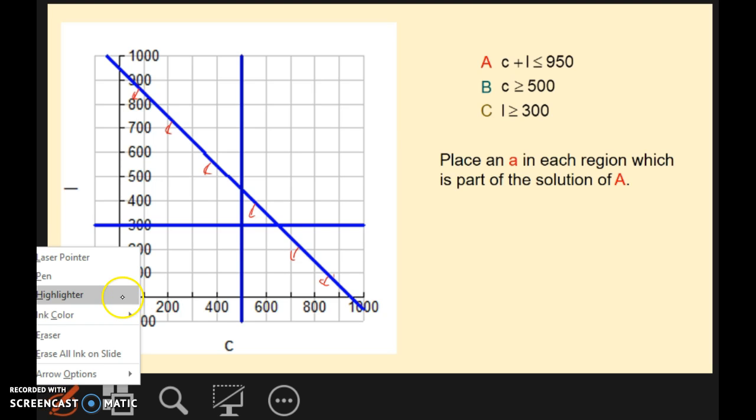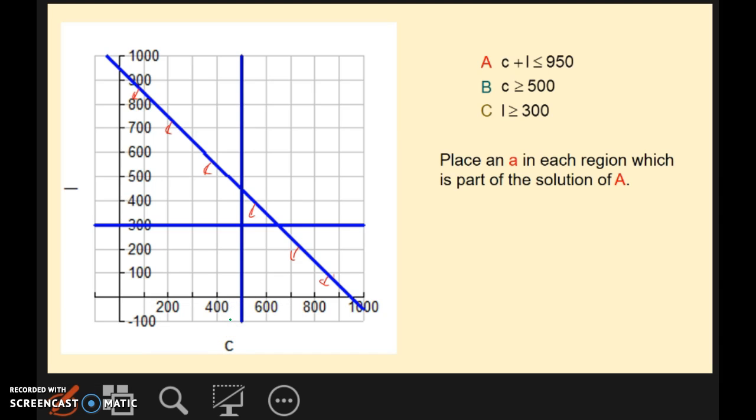Our next step then is to do the same for the other graphs here. So for B, we've got C is greater than or equal to 500. So that's this one here. If I plug that point 0, 0 in, that's not going to be true. So this half plane is not the solution. It's the one that's actually over here.